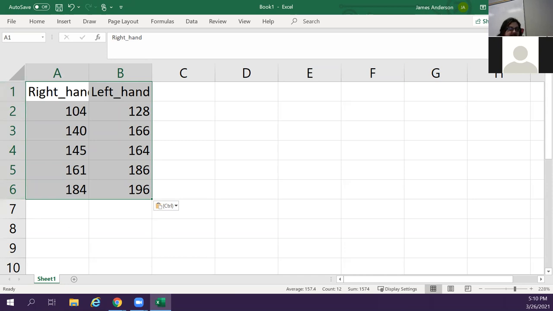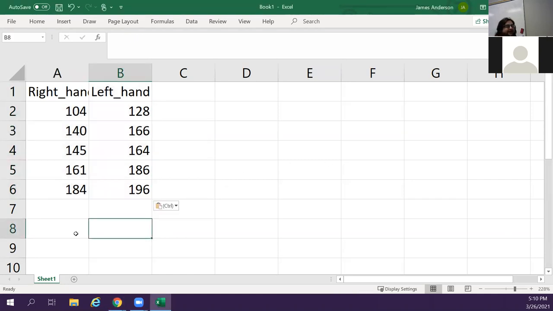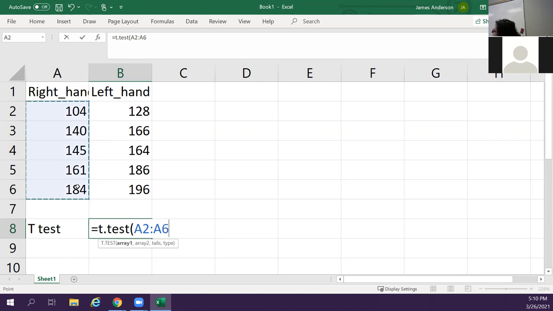There's usually a couple different ways you could do this, but I usually like to do something very, very simple. Since we're looking for a t-test, a lot of the times you can do t.test, and then it will ask for arrays. An array is nothing more than what I'm looking at, so the two things I'm going to compare. The null hypothesis is that they're the same, and the alternate is that they're different, so it's a two-tailed test. The first array will be the right-hand reaction time, then I hit a comma, and then the left-hand reaction time.